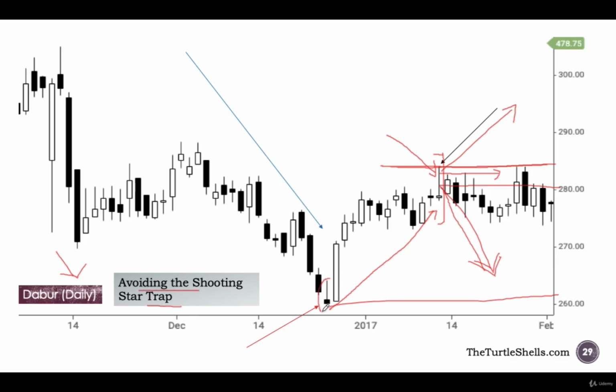This is not a shooting star because it is coming after a downtrend. In fact, it has a name, which is called the inverted hammer, because it looks like a hammer which is just inverted. There is a reference for this in Steve Nison's book, Japanese Candlestick Charting Techniques, where you can see that this is called an inverted hammer. In fact, it is a bullish pattern. So don't fall into the trap of thinking that this is a shooting star pattern. It is not. A shooting star pattern must appear at the top.